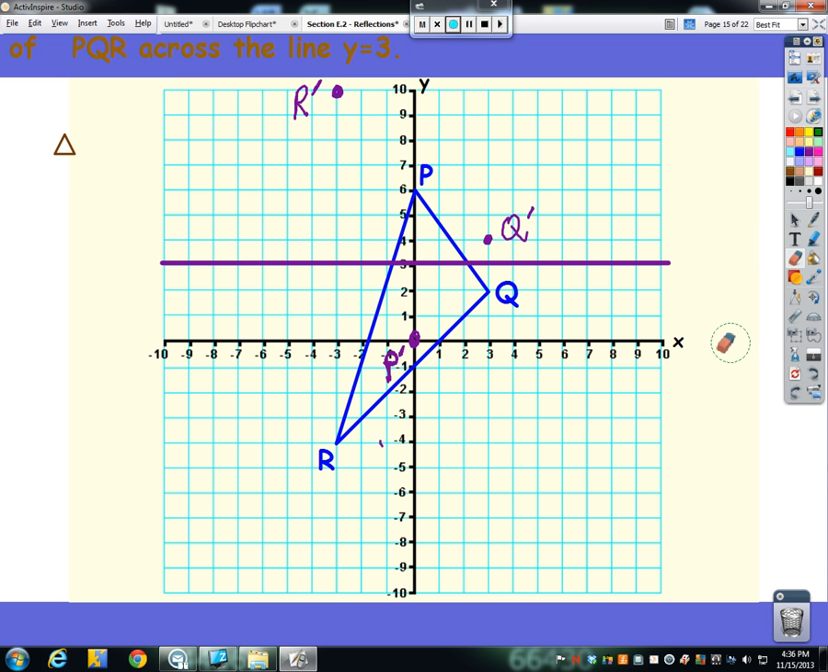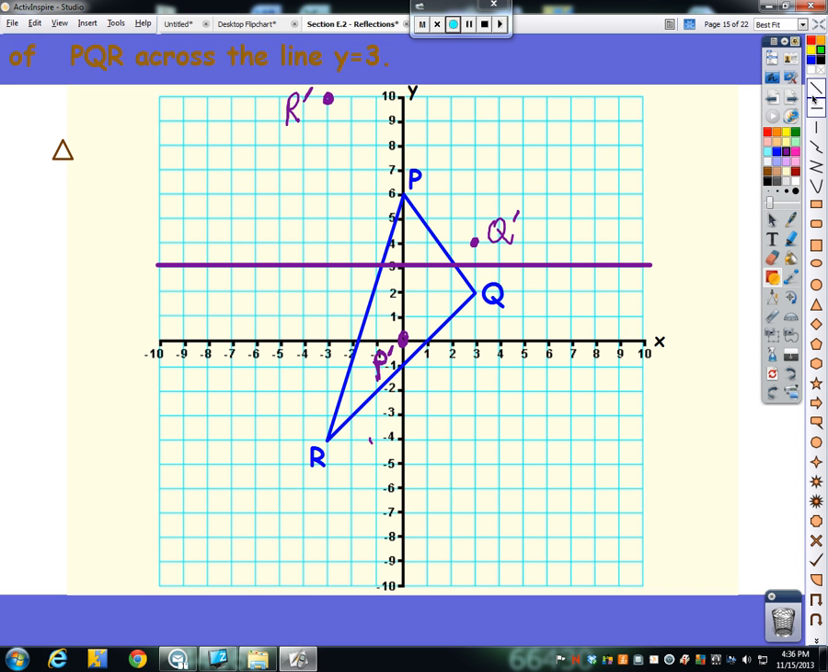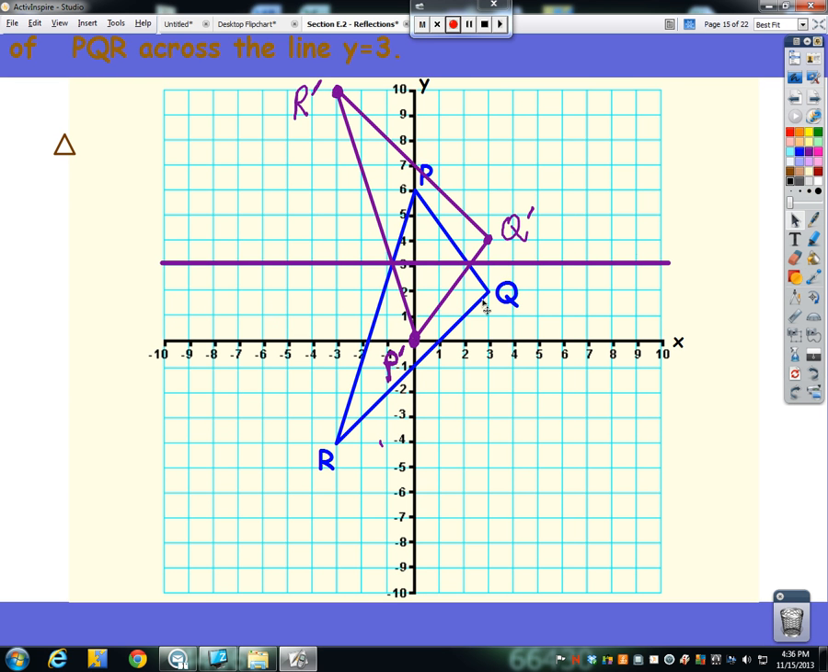So now let's connect the dots. P prime, Q prime, R prime, P prime. So does it look like that triangle PQR is reflected to make P prime, Q prime, R prime? And yeah, it looks pretty good.